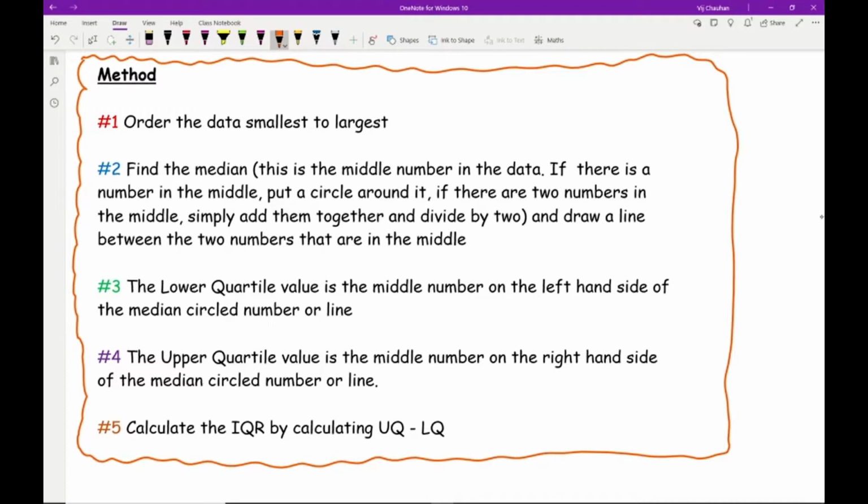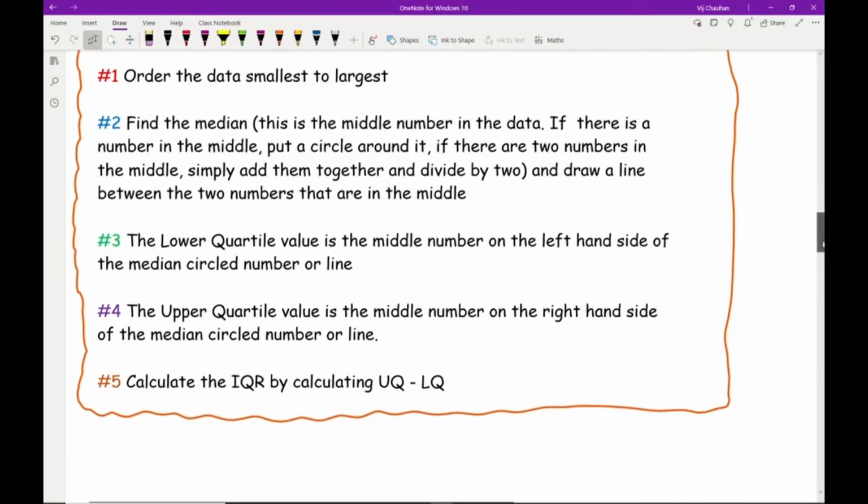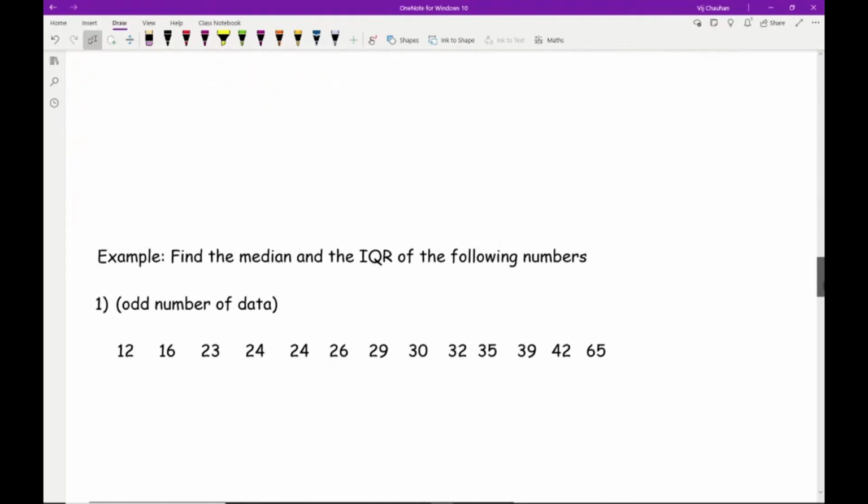Now the lower quartile is the middle number on the left hand side of the median circle number or line, and the upper quartile is the middle value on the right hand side of the median circle number or line. And then from that we can calculate the interquartile range, which is the upper quartile take away the lower quartile. So let's now put that into practice with a question.